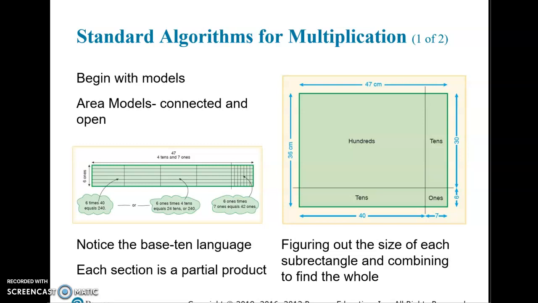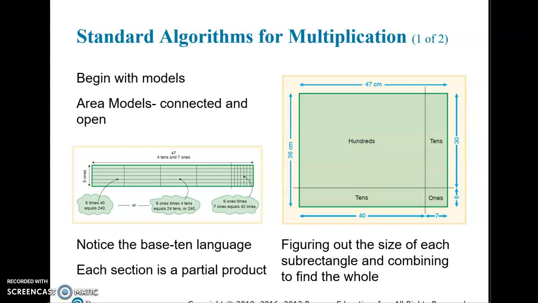Notice the base 10 language: 6 ones times 4 tens equals 24 tens. This tells how many 10 pieces are in the big section. To say 6 times 40 equals 240 is also correct, and to tell how many units or separate square centimeters are in the section.